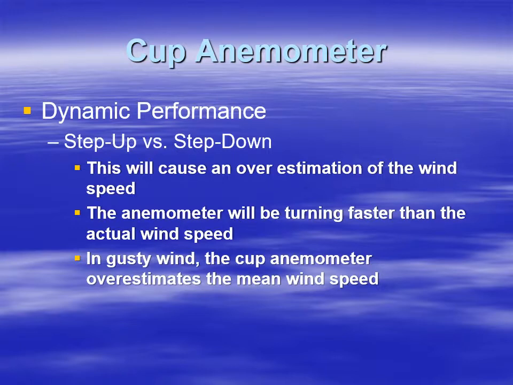So what does this mean for a cup anemometer? It means that it tends to overestimate wind speeds. And the reason is if there are gusty conditions, then the wind's going up and down, and it tends to keep rotating and stay up longer than it spins down. So cup anemometers generally tend to overestimate the wind speed, especially in gusty conditions. So that's the dynamic performance of a cup anemometer.